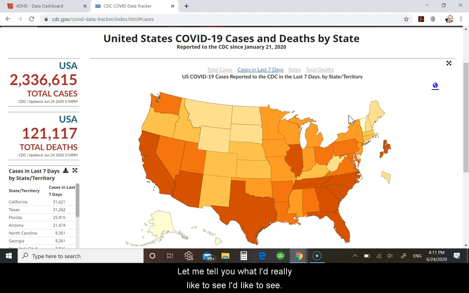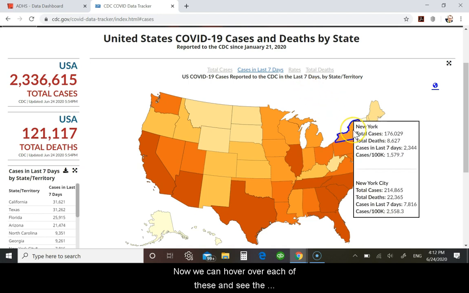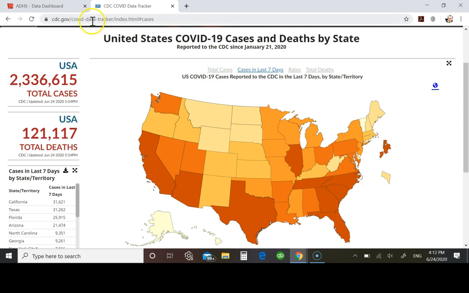Now, let me tell you what I'd really like to see. I'd like to see cases in the last 7 days per 100,000 people. Combine these two. Then I could see what my current risk is in a particular place. Unfortunately, that's not an option here. So we have to recognize what we're seeing and figure out what we can combine. We can hover over each of these and see the information, but I'd really like to see it in a map. Let's go back to Arizona.